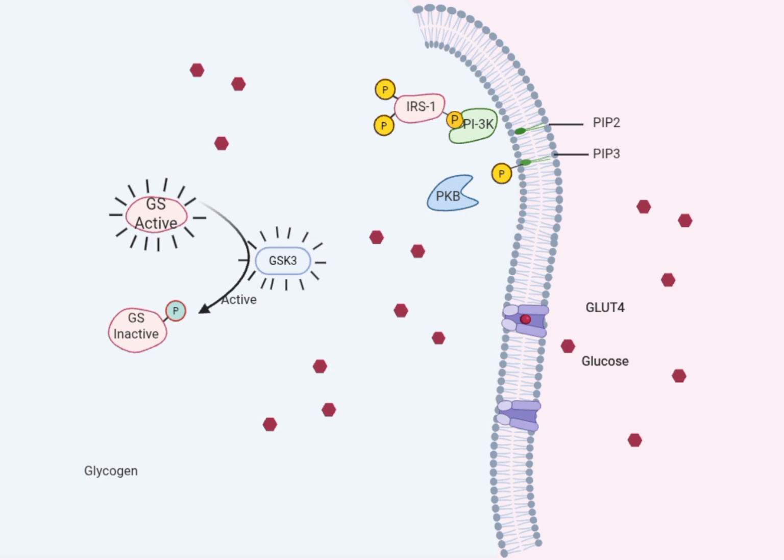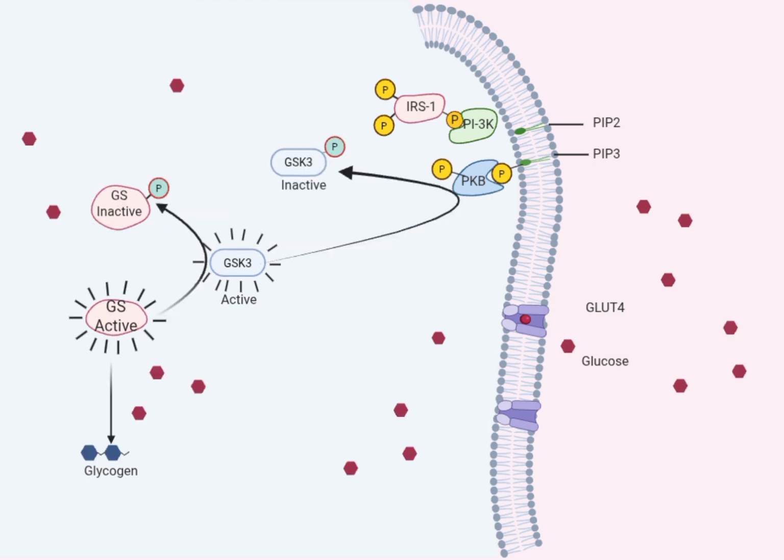This phosphoinositol trisphosphate now becomes a point of nucleation for the protein kinase B. By binding with this phosphoinositol trisphosphate, this protein kinase B becomes phosphorylated. After phosphorylation, protein kinase B becomes activated.